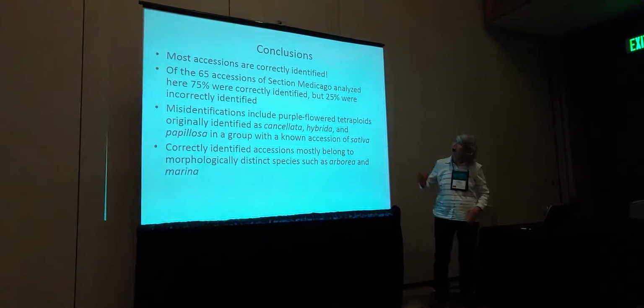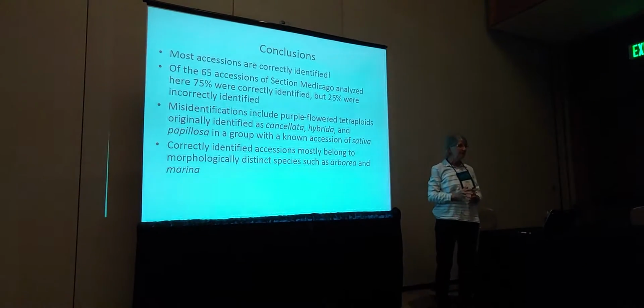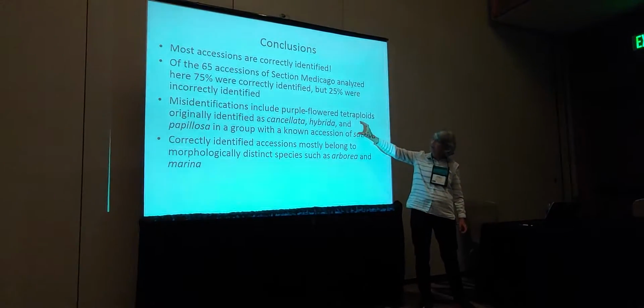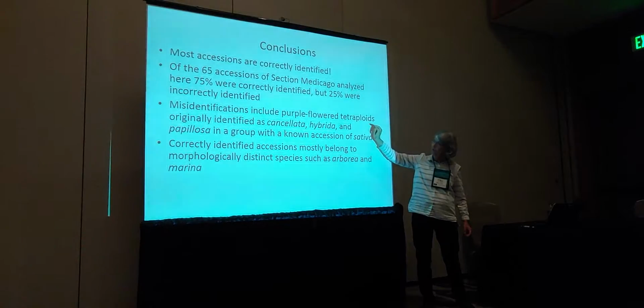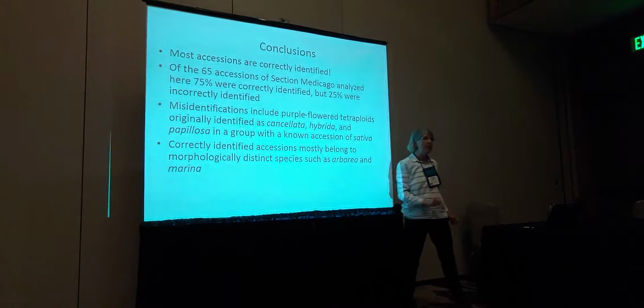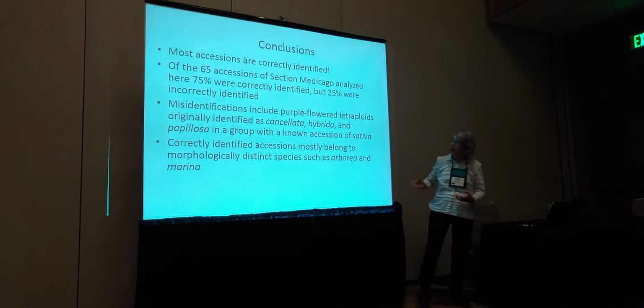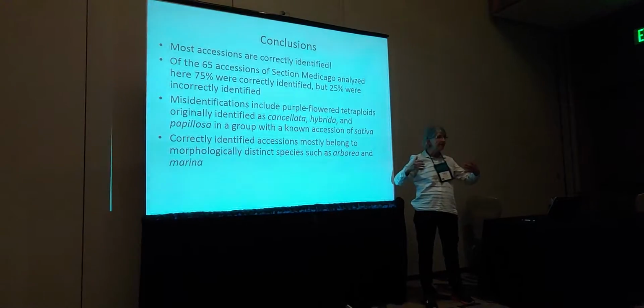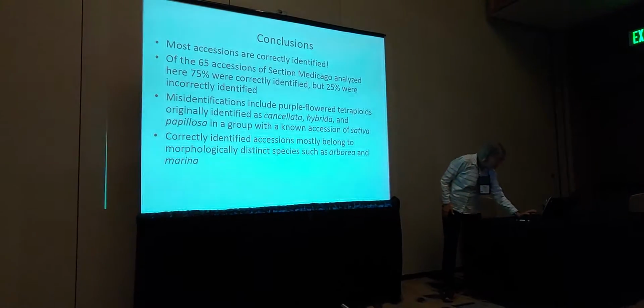Okay, the conclusions. 75% were correctly identified, 25% were not. Misidentifications that are probably sativa include 3 different species: Cancellata, Hybrida, and Papilosa. And the correctly identified ones tend to be ones that are pretty easy to identify, morphologically distinct.